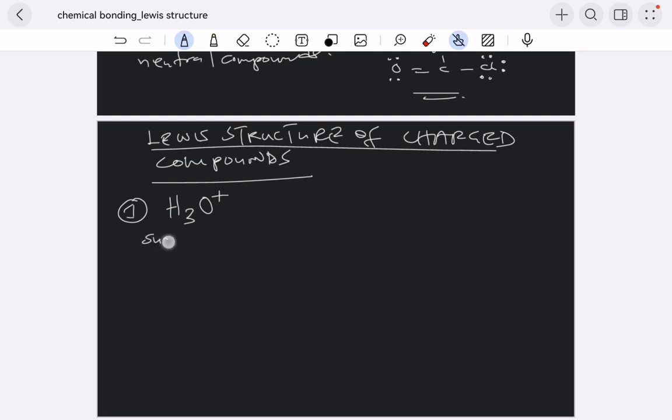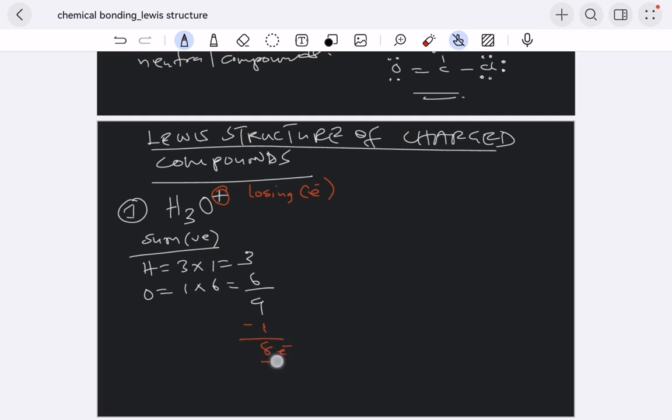So we find the sum of valence electrons. Hydrogen there is 3 by 1, giving us 3. Then oxygen there is 1 by 6, giving us 6. The total gives us 9. But remember, this is positively charged. So according to the rules, when we have a positive, it means there is losing of an electron. So here we subtract 1, and the total number of electrons will be 8.